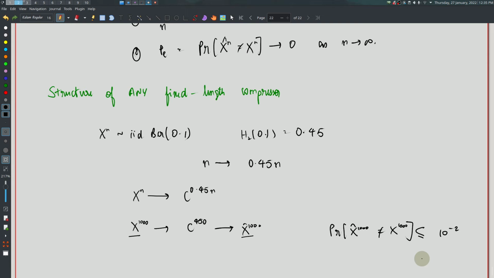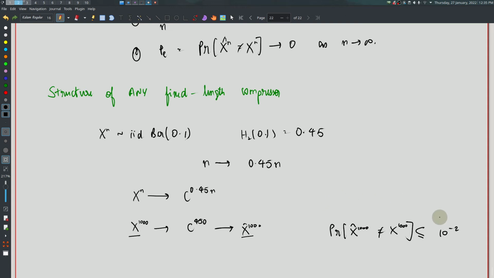Correct. Map it back. Correct. So obviously not every sequence can be mapped, but it turns out that the only sequences that you need to recover are those which occur with high probability, right?